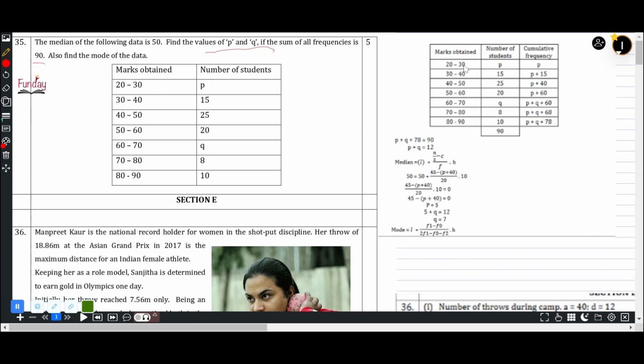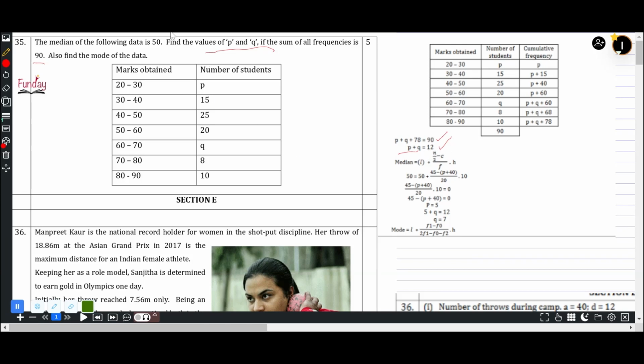So for various classes we have put the number of students. What you see is the cumulative frequency is P plus Q plus 78. You have P plus 15, 40, this way it will go on, which is equal to 90. So that means P plus Q plus 78 is equal to 90. That means P plus Q is equal to 12. So you have two variables here and one equation. You need one more equation.